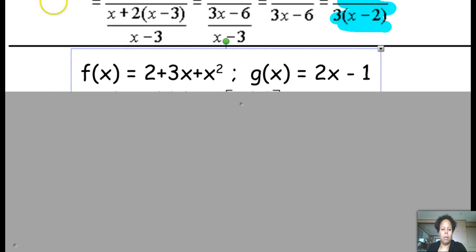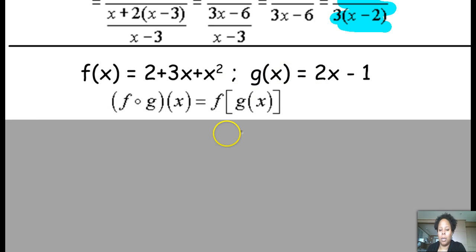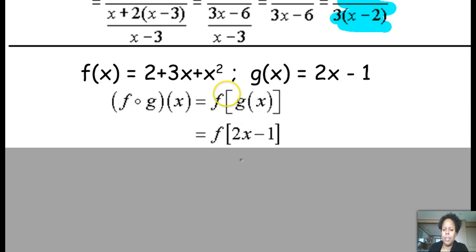Now I have another set of functions, f of x and g of x, and I'm going to look at f composed g. As we can see, either of these notations is correct. In order to do that, I'm going to need to determine what g of x is and put it into f of x. Since g of x, which is my inside function, is 2x minus 1, I'm going to place 2x minus 1 into f of x as my input instead of just x.